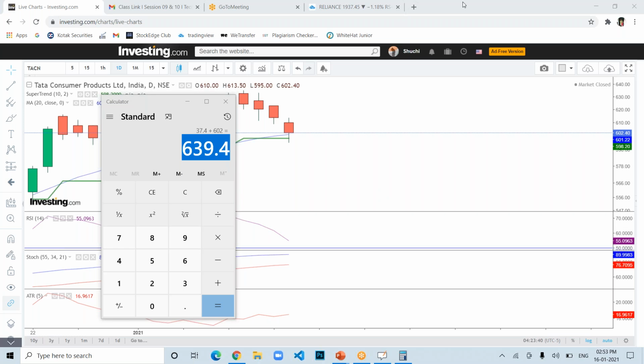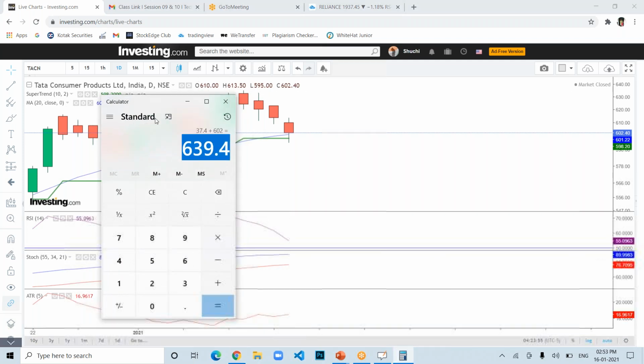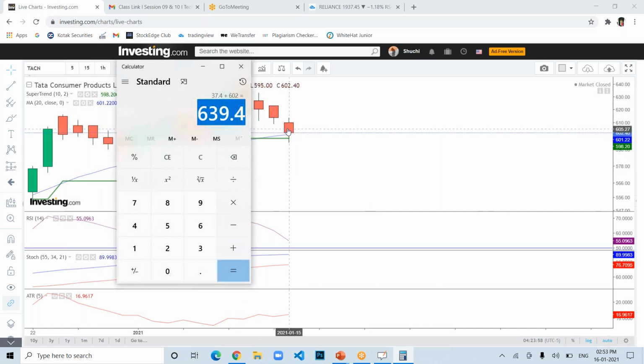Yeah. So I will again repeat my stop loss and target. Basically ATR is used to identify the stop loss and target. ATR indicator, ATR is average true range. Whatever the ATR is on that candle, on this particular candle the ATR is 16.96. I'm taking it as 17 rupees. So 17 into 1.1 is your stop loss, 18.7. So 603 minus 18.7 is your stop loss.